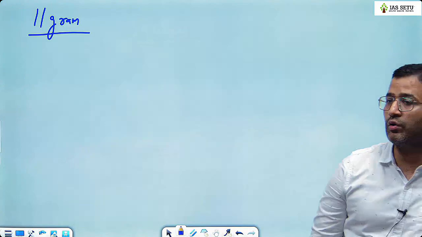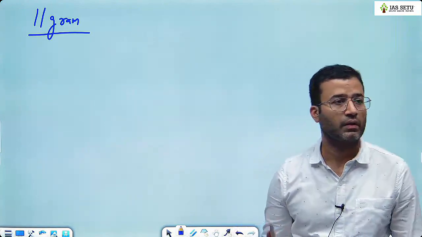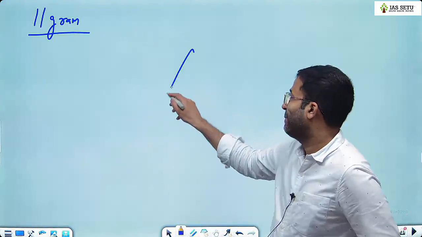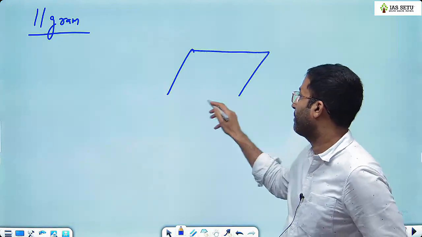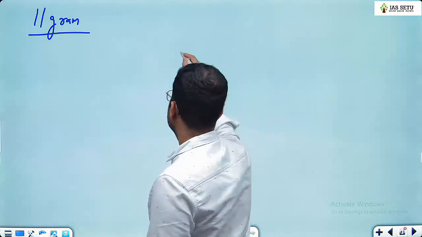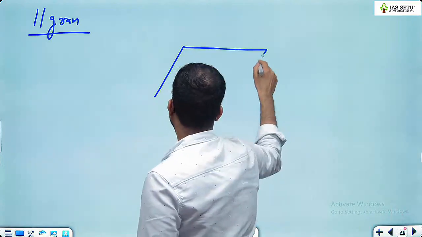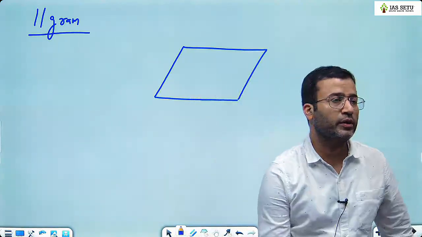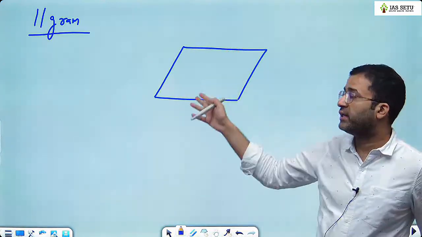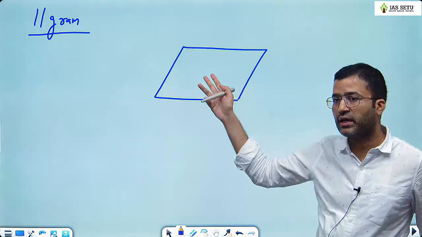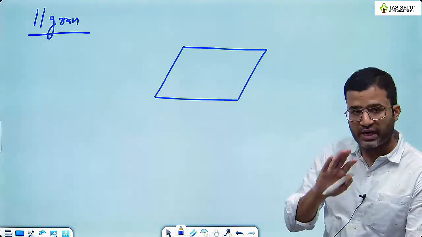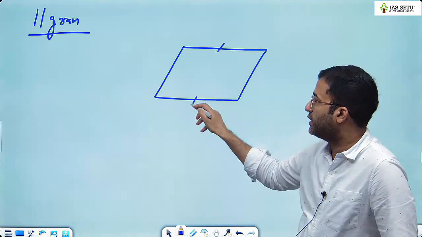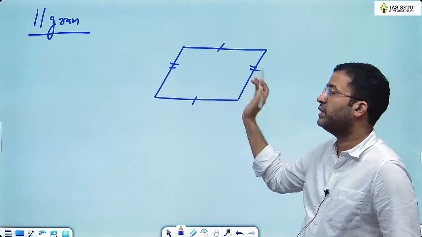Is there anyone who doesn't know about parallelogram? Do you know the property of parallelogram? I tell you, the property of parallelogram: opposite sides parallel and equal. Just remember this much. This side is parallel to this side and equal, and this side is parallel to this side and equal.